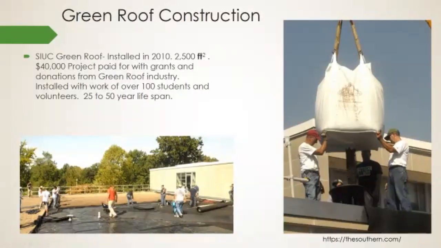And so now let's look more specifically at the SIUC green roof, which we'll take a little video tour of. The SIUC roof was installed in 2010. It's about 2,500 square feet, and the general cost was $40,000 for the whole installation. This project was paid for with grants from SIU and also donations from several green roof industry companies in Illinois. They also donated some labor from their companies.